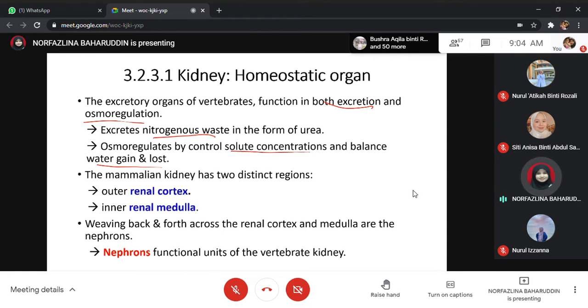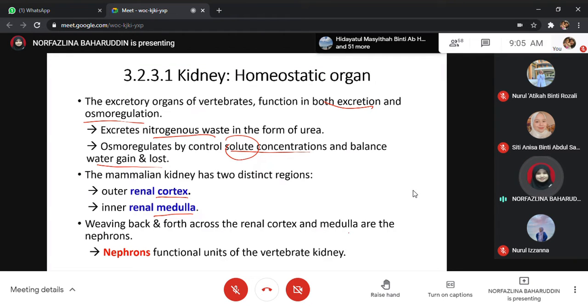Tadi saya dah mention osmoregulation. We want to maintain salt and water. Nampak sekarang sini dia guna solute, sometimes dia guna salt, sometimes dia guna electrolyte. Now the 2 distinct regions of kidney, I'm sure you dah pernah dengar ni, cortex and medulla. Cortex bahagian outside dia. Outside, medulla middle, so dia bahagian middle dia.